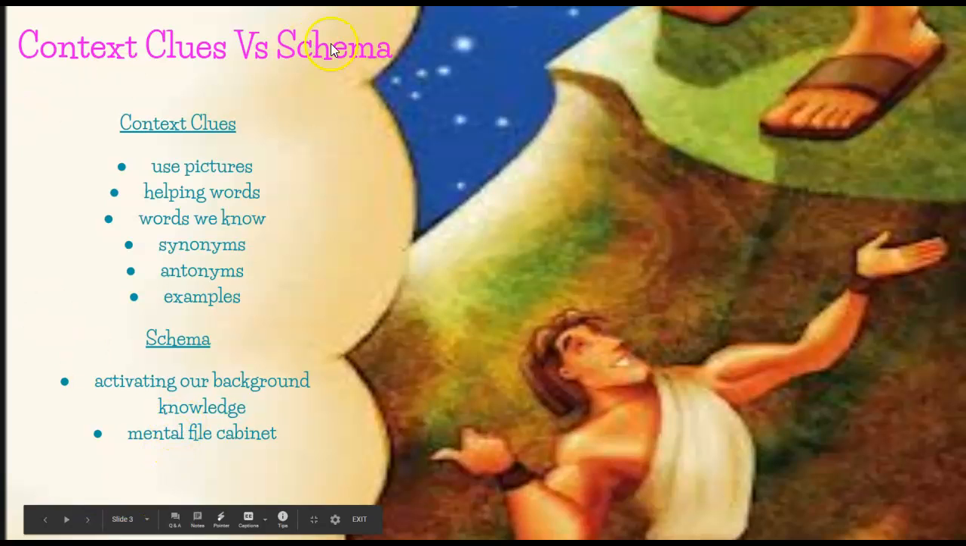All right, so context versus schema. Context clues use pictures, helping words, words we know, synonyms, antonyms, and sometimes they even provide examples within the story. Schema is our mental file cabinet, activating that background knowledge that we already have. Those are two different things, but sometimes they can work together to help each other. Today we're going to work just with context clues.